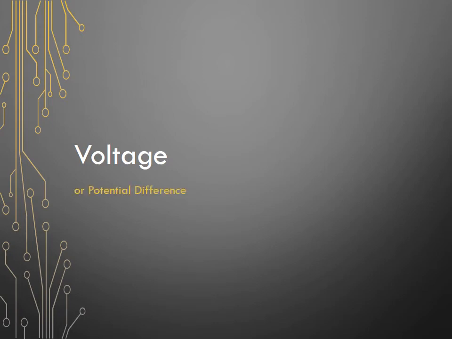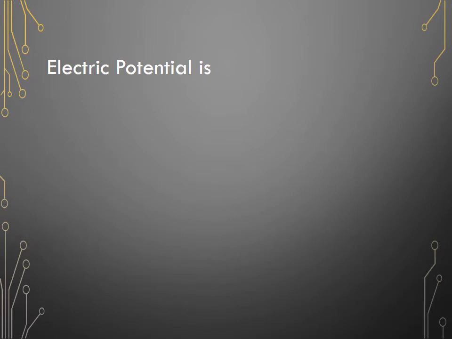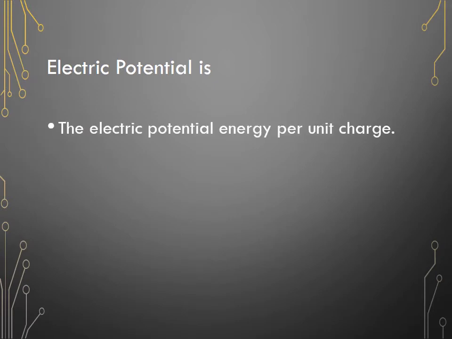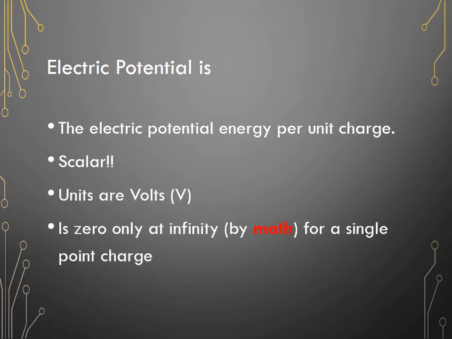Voltage, or potential difference. Electric potential is the electric potential energy per unit charge. I know it sounds really funky, bear with me. It's a scalar, the units are in volts, and it's zero only at infinity for a single point charge. Until you get infinitely far away from a point charge, your potential energy is never going to be zero.